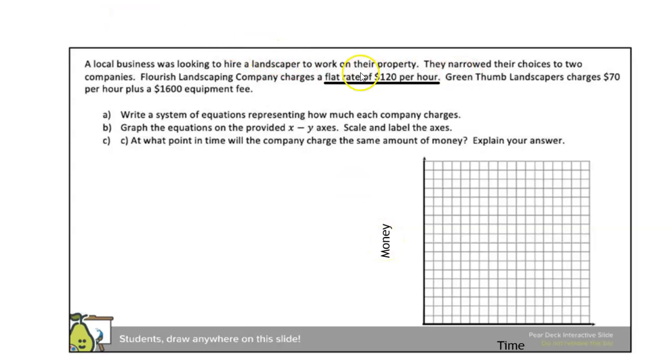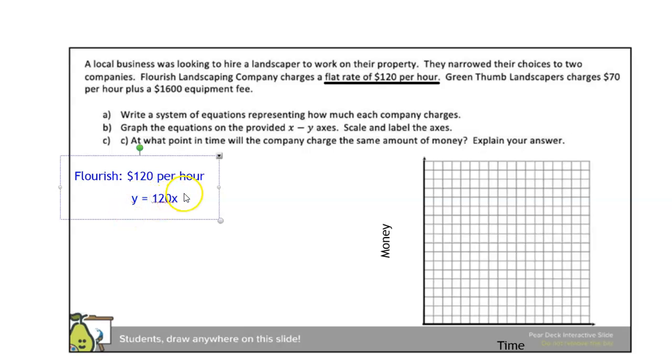So let's take a look at the Flourish Landscaping Company. It's a flat rate of $120 per hour. So I set up the equation y equals 120x. Y, the amount of money spent, is equal to 120 times the number of hours, x. So that's a fairly straightforward equation. It doesn't change any other way.